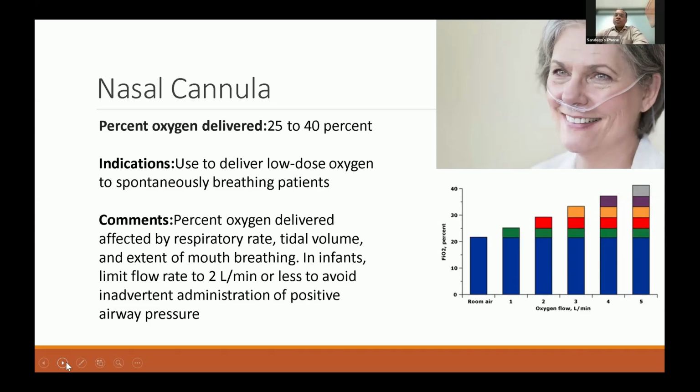So we should limit the flow rate through cannula to 4-5 liters maximum, not beyond that. Okay, that would cause discomfort to the patient, nasal crusting, and sometimes headache. And beyond that, even if you increase the oxygen flow, it is not going to increase your FiO2 significantly. So there is no point in increasing the oxygen flow from a nasal cannula beyond 4-5 liters. Next, please.